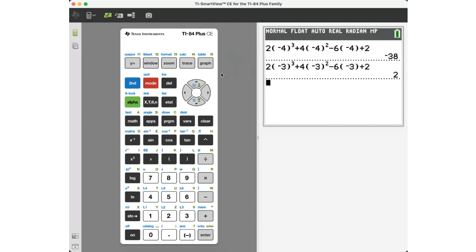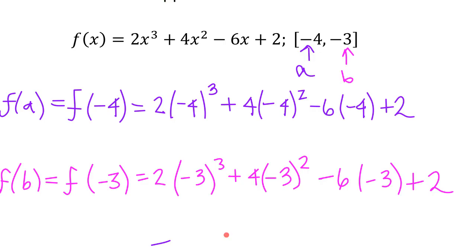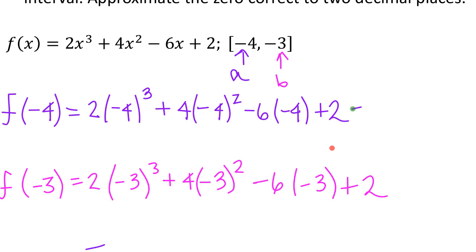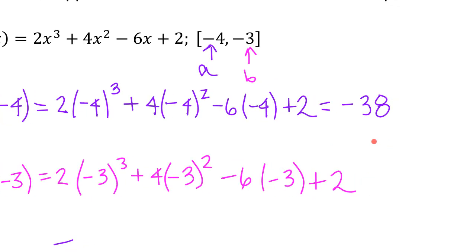Look for any errors, because these are the type of things you want to correct prior to a test or anything of that nature. I'm going to come back over to the whiteboard and I'm going to plug in those two values we got. So for my f of -4, my calculator returned a value of -38. For my f of -3, I saw that the function is equal to 2.